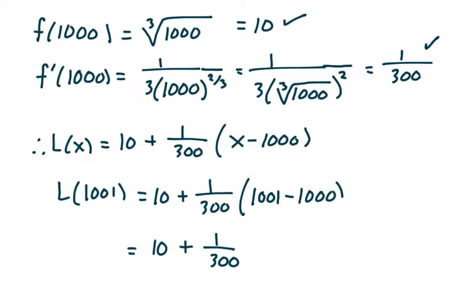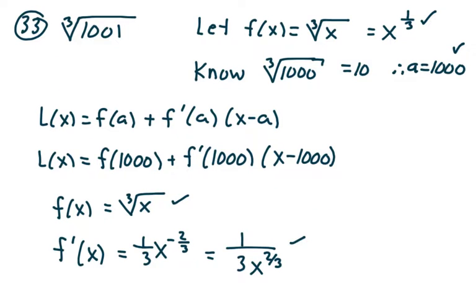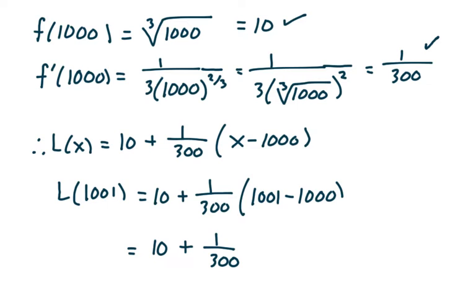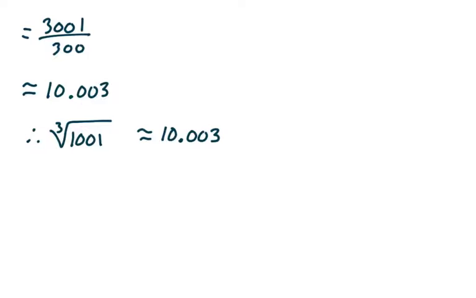And so, if you remember, I'm trying to find the cube root of 1001, and so I need to replace x with 1001. It's the same procedure as problem 31. And so L of 1001 is 10 plus 1 over 300 times 1001 minus 1000, which is 10 plus 1 over 300. And this is approximately equal to 10.003. And so therefore, the cube root of 1001 is approximately 10.003. And, you know, we could still put this in the calculator.